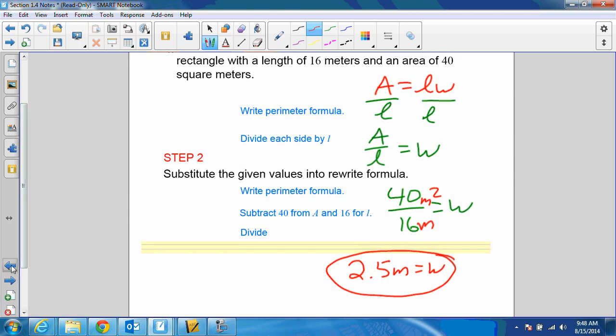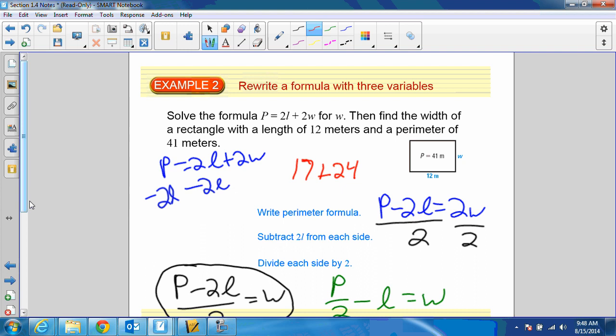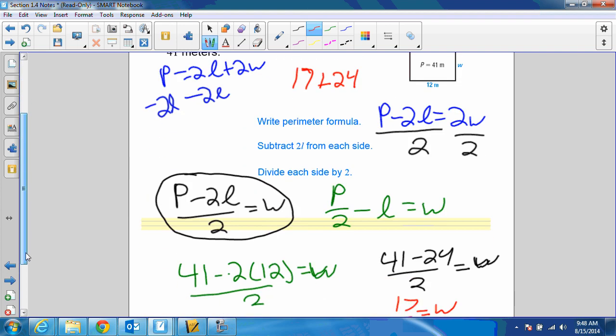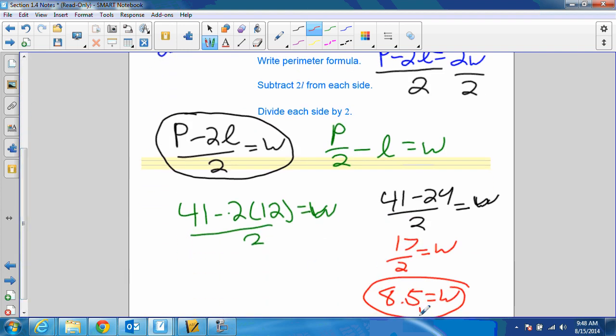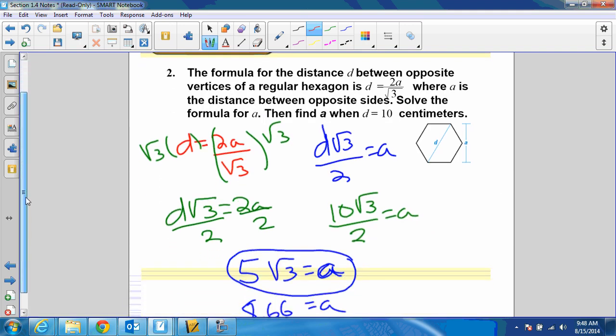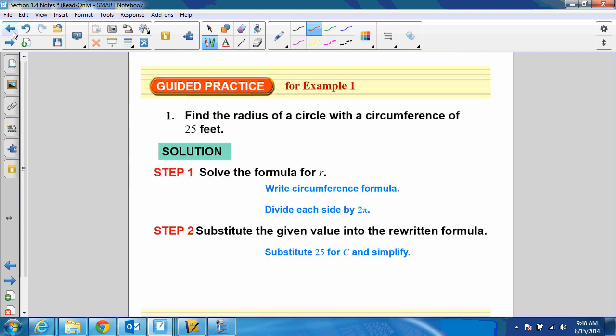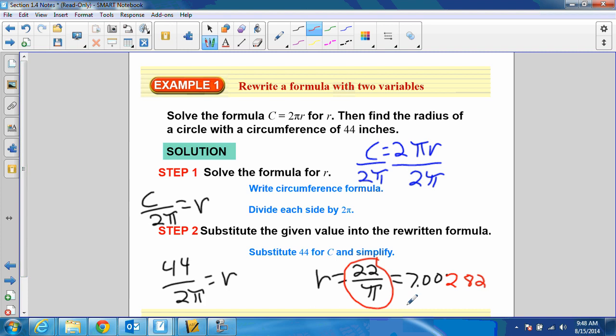Let's go back and label some of these since I didn't do a good job of it. This should be in meters, 8.5 meters. What else? Distance, opposite side, this should be centimeters. Actually, let's just do cm. And what other one do we do? This should be in inches.